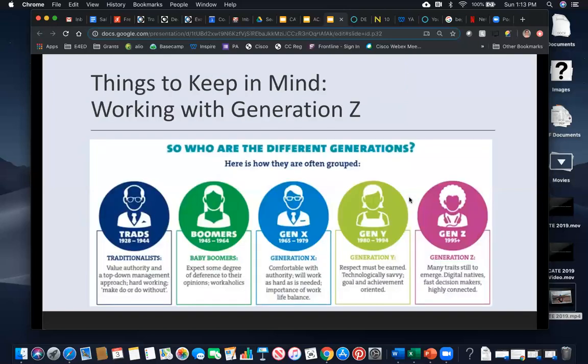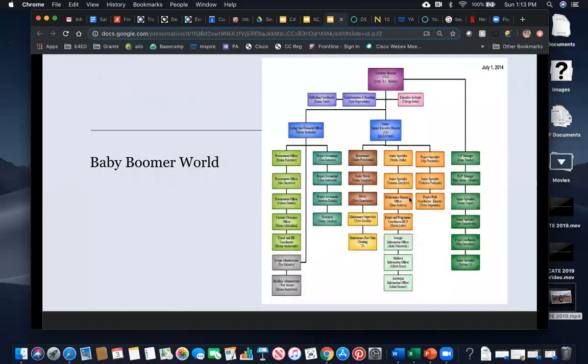Some things to keep in mind. You're working with a new generation of students, so you may be used to working in your particular place of business with baby boomers or Gen Xers, Gen Y, who are also called millennials, but the new students that are out in the workforce, this is Gen Z. So we need to keep in mind that these are not millennials. They have different needs and expectations, and we need to think about those.